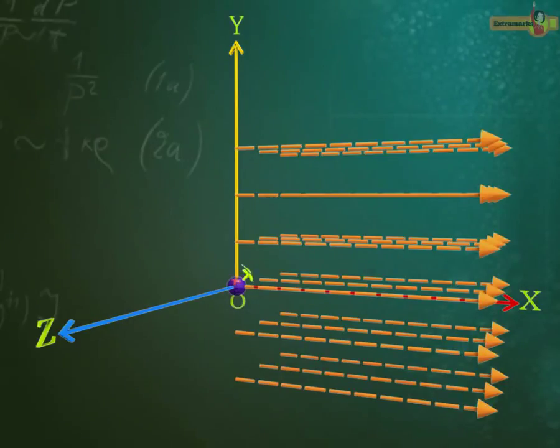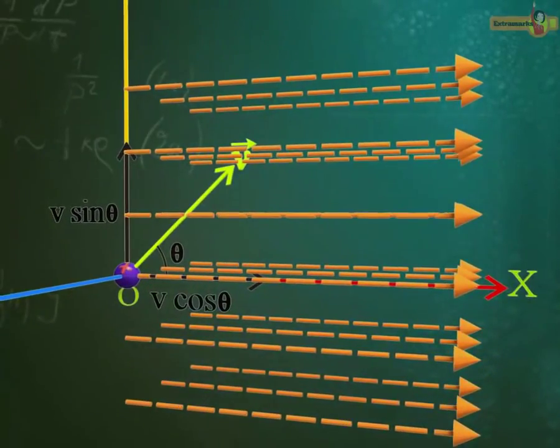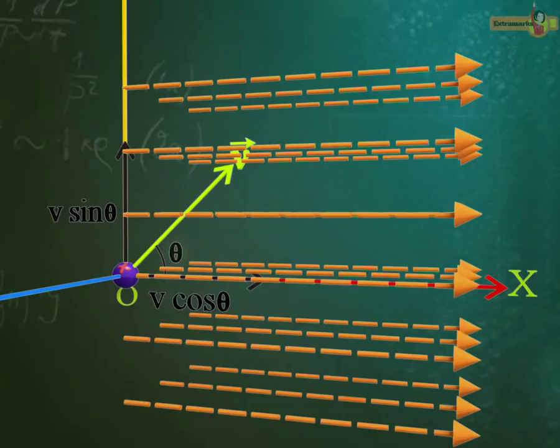The charged particle moves at an angle theta to the magnetic field. The velocity v can be resolved into two components: v sin theta perpendicular to the field and v cos theta parallel to the magnetic field.